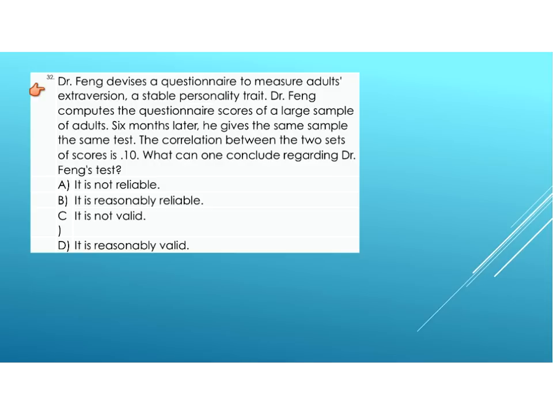This is an interesting one. Dr. Feng devises a questionnaire that measures adults' extroversion, a stable personality trait. Computes the questionnaire scores of a large sample, does it again 6 months later, and comes up with a retest correlation of 0.10. What's the problem here? What can you conclude? You conclude that it's not reliable, it's not yielding consistent results. If it was reliable, tell me what would go on with that correlation coefficient.